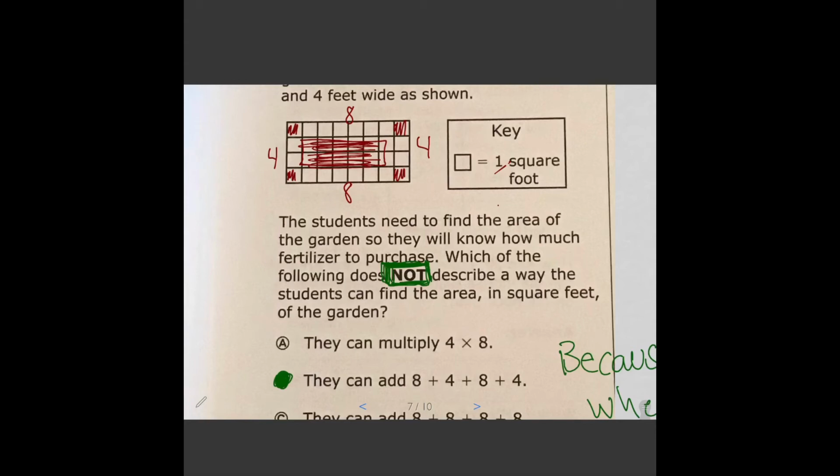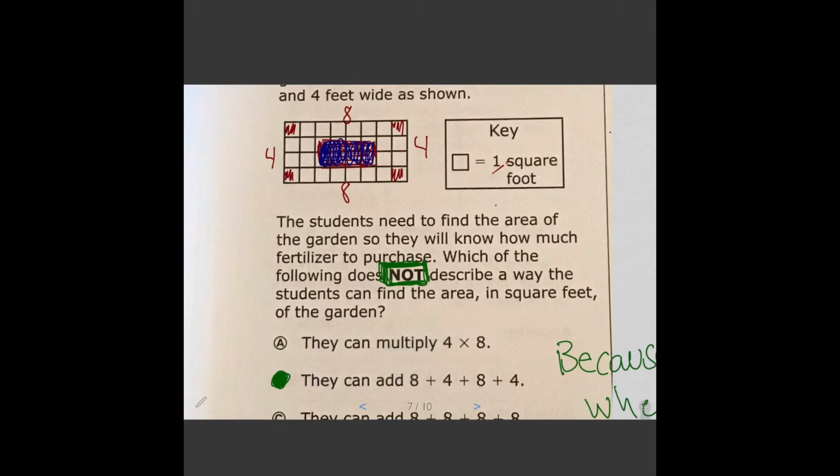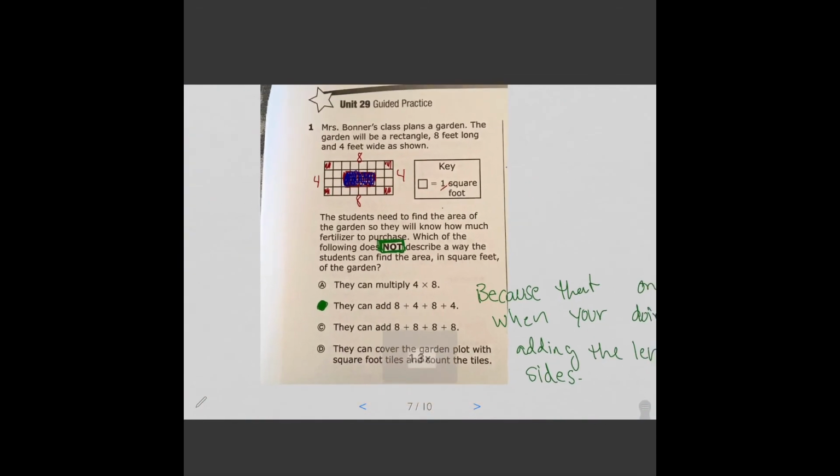Because basically the 8 and 4 will show you this. And then we would have left out all this right here in the middle. All this in the middle will get left out if you use 8 + 8 + 4 + 4. You see? Now that's a lot left out. Alright, I'm going to zoom back out.